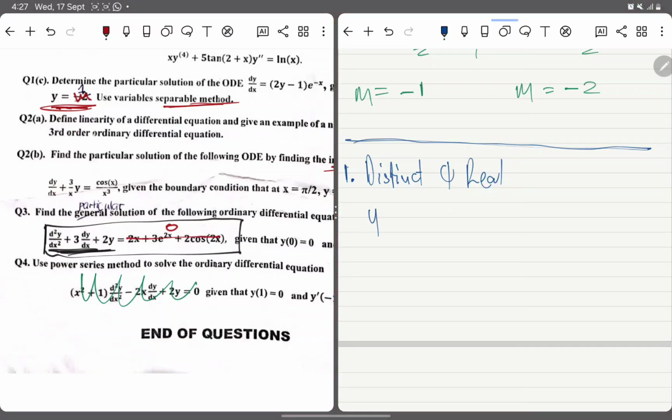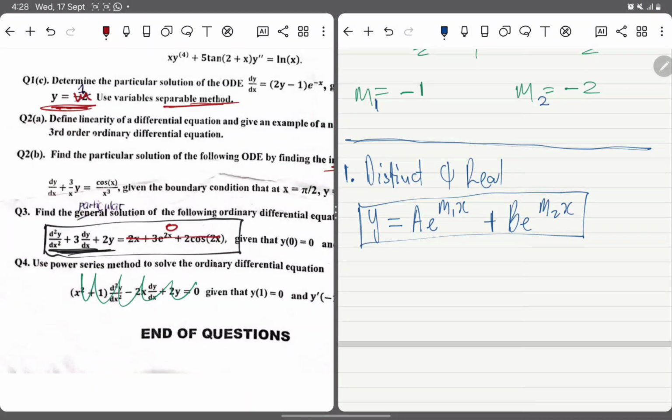Then you are going to have your y being equal to a e to the m1x plus b e to the m2x. Your m1 is the first, your m2 is the second value for m. So y will be this. This is going to be your equation. You have to remember this. You have to remember it. So y will be a e to the m1x plus b e to the m2x.